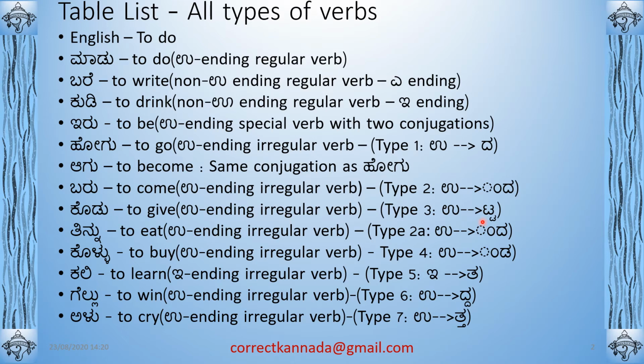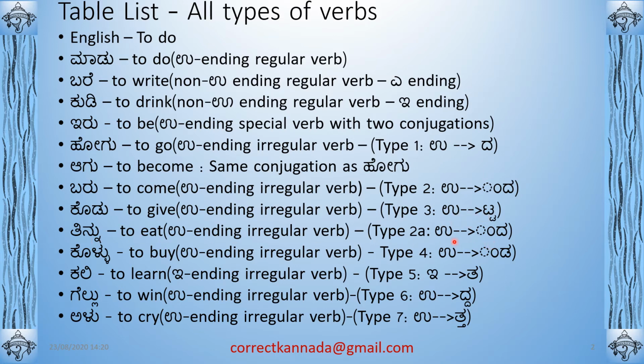A similar verb to Baru will be Taru, and a similar verb to Kodu will be Idu. Idu is to keep, Taru is to bring. So there are verbs similar to Baru which will fit into this type. Once you know Baru, you will be able to conjugate Taru. Once you know Kodu, you will be able to conjugate Idu. So the u becomes itta. Kodu will become kottenu in the past tense.